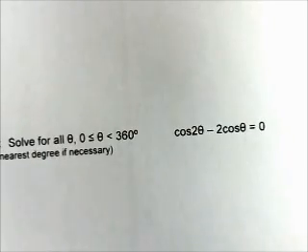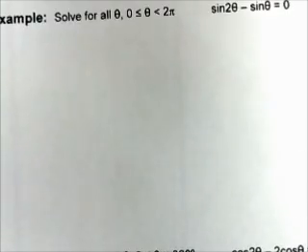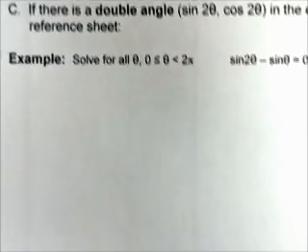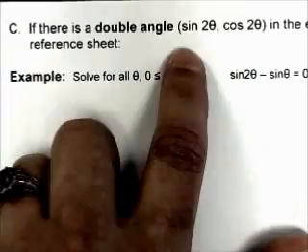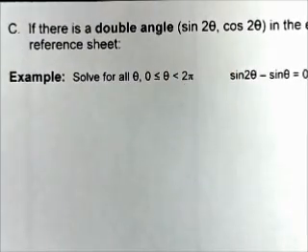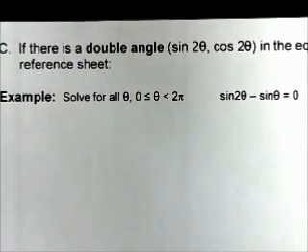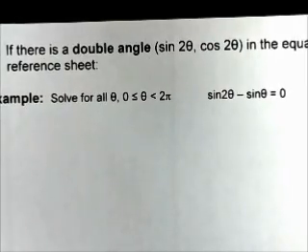Today we're on page 8 of our chapter 13 notes packet. So the last type of trig equation we're going to look at is one in which you have a double angle, right? If there is a double angle, such as sine 2 theta or cosine 2 theta in the equation, you use the formulas from the reference sheet.